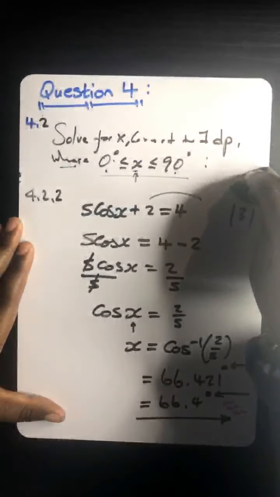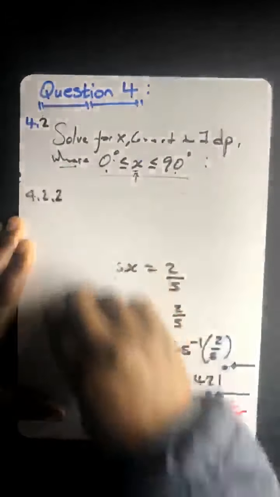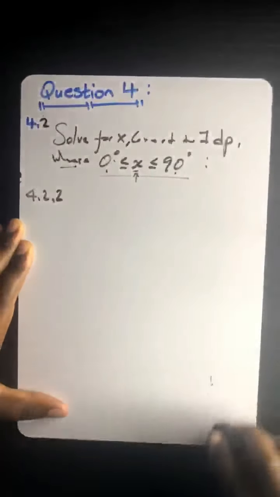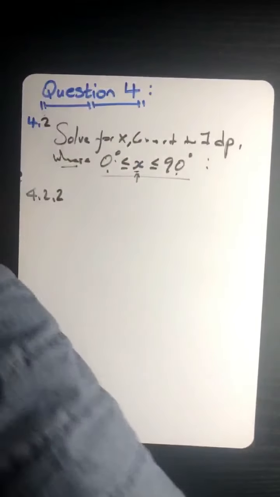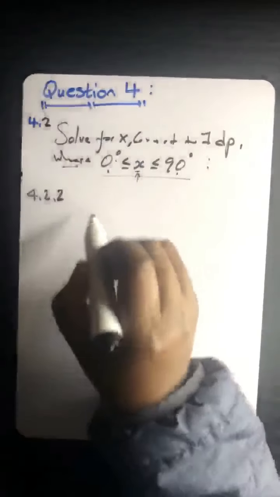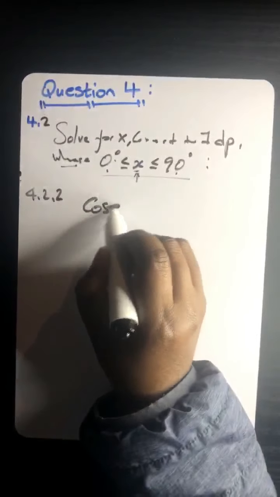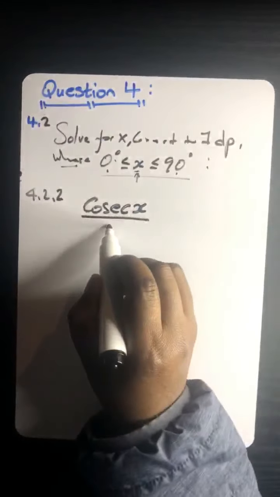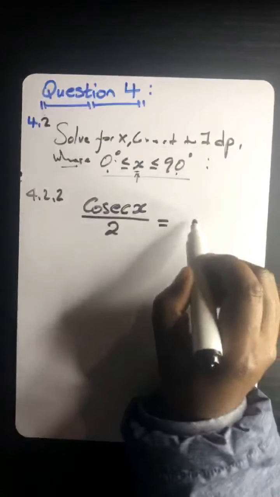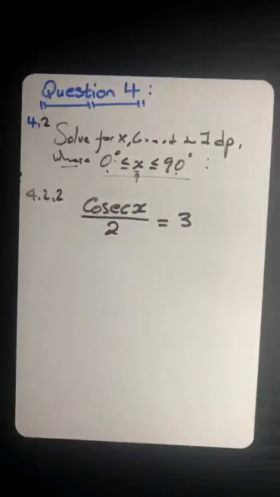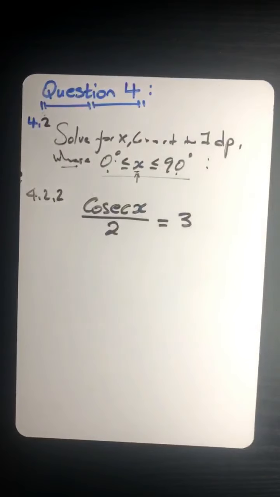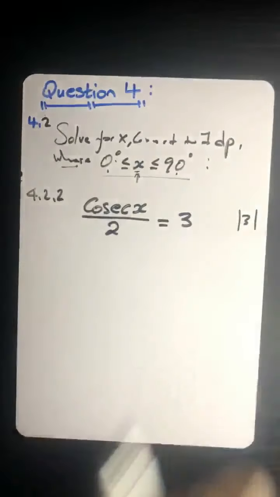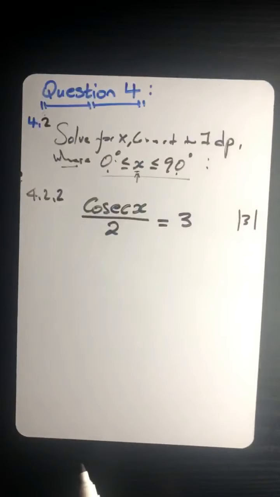Okay, so now I will just remove all of this. I wonder if there's someone who's going to get this one correct. It's equals 2, 3. And this one is allocated 3 marks as well. Is there someone who wants to give it a try?